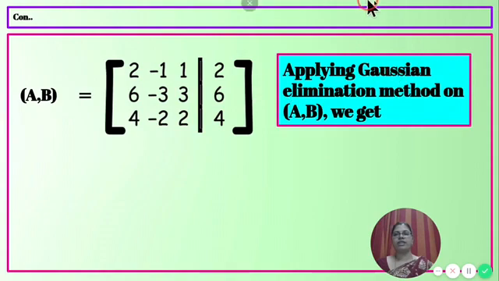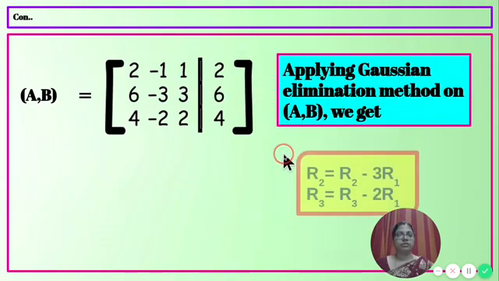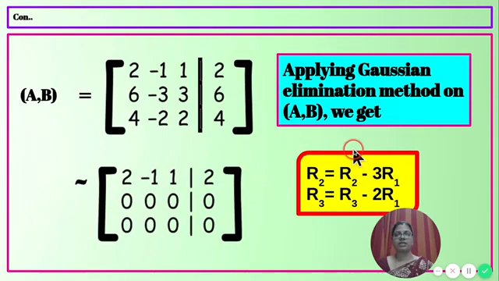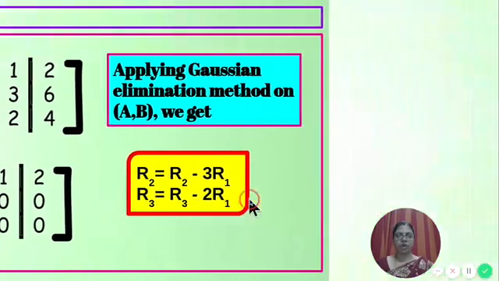So now we have to apply the Gaussian elimination method. To transform this matrix into an upper triangular matrix, I have applied this linear operation. R2 is equal to R2 minus 3R1. R3 is equal to R3 minus 2R1. So after applying this, I have got the augmented matrix.